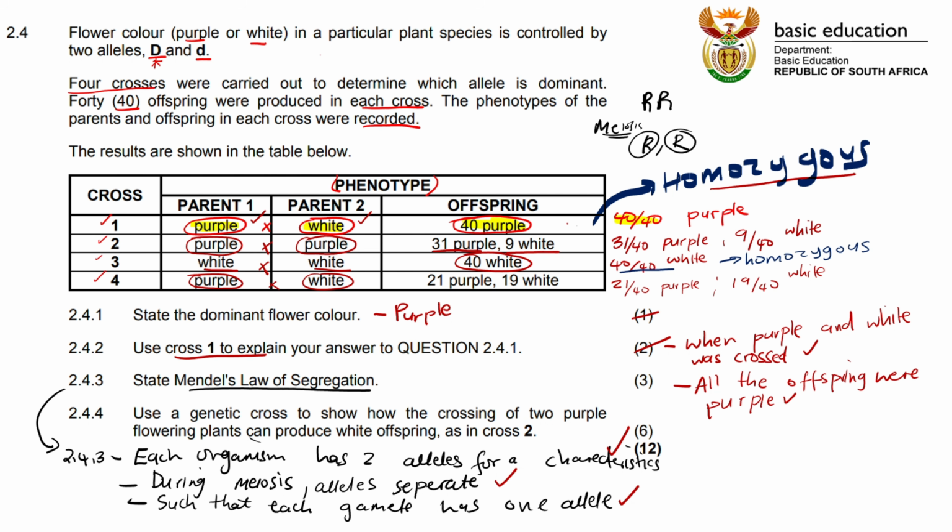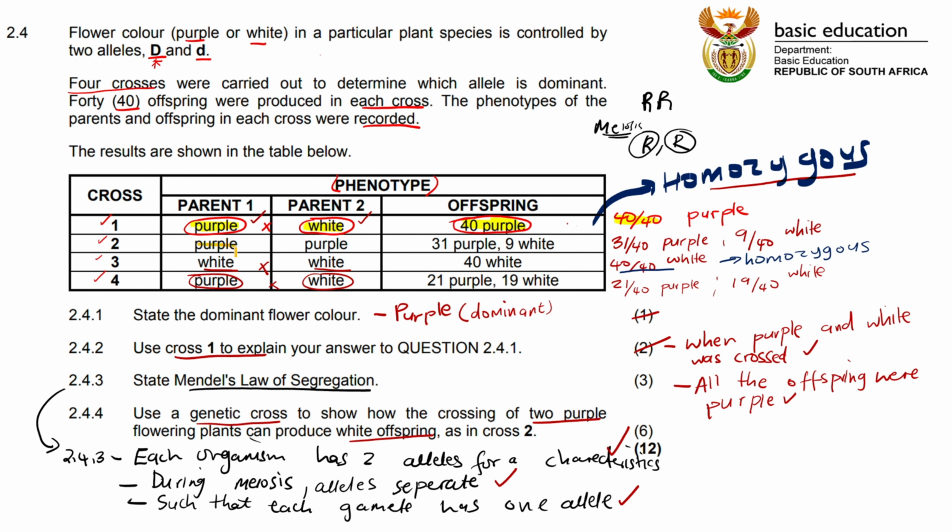So now we are sure that our purple is the dominant. We can now proceed to 2.4.4. 2.4.4 says use a genetic cross to show how the crossing of two purple flowering plants can produce white offspring as in cross 2. In cross 2, look at this carefully one more time. In cross number 2, we have got a mixture of characteristics.